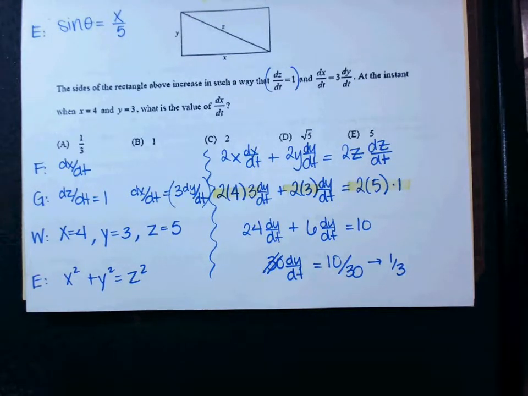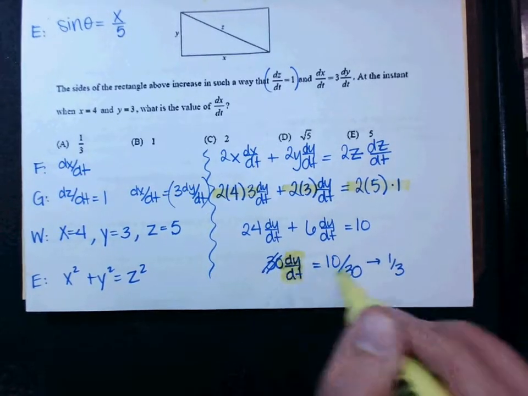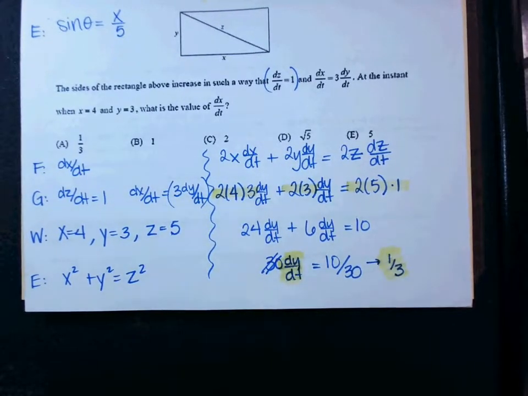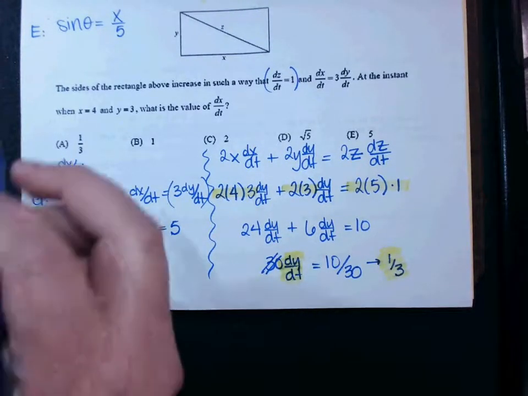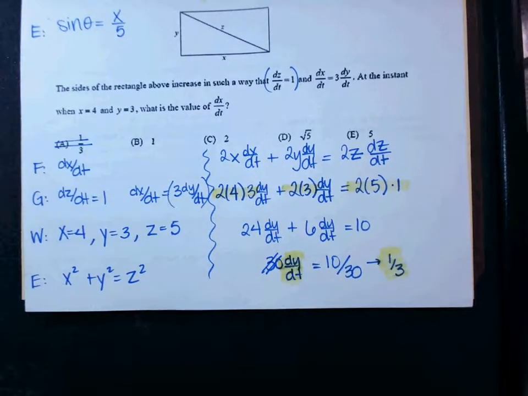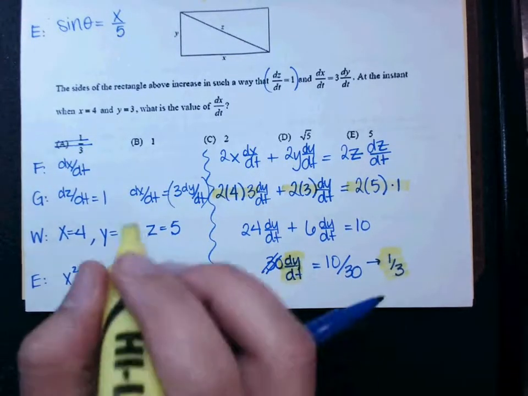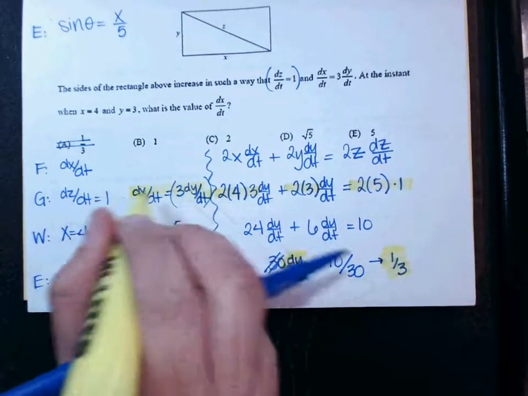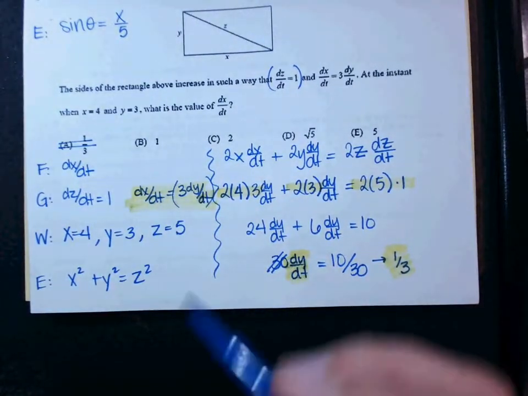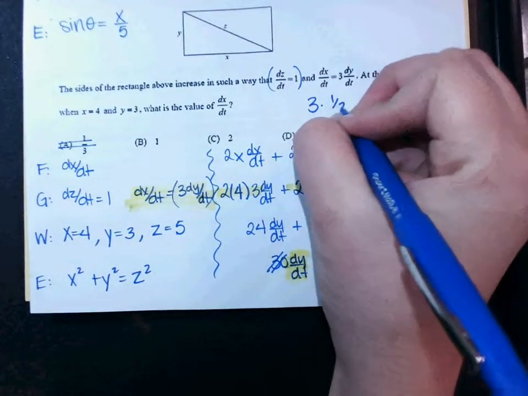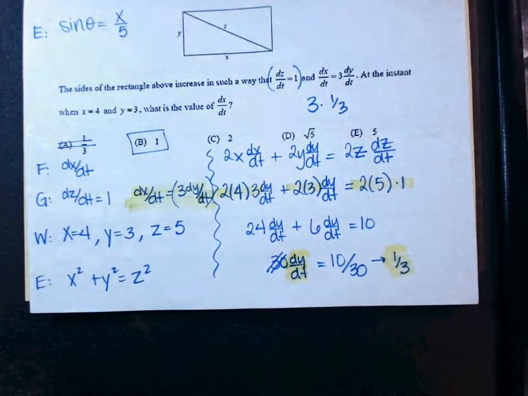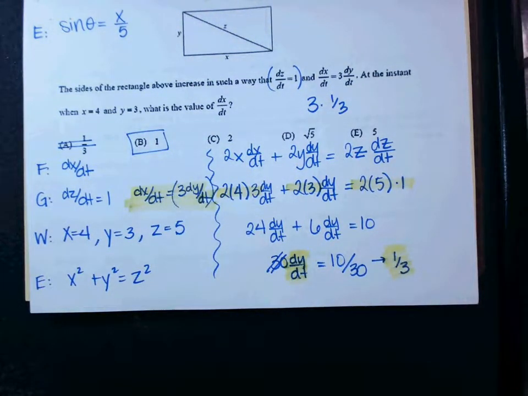Yes. Okay, this is dy dt is 1/3. But it asked me for dx dt, so answer A is to trick you. If we want dx dt, remember that's triple dy dt. And if dy dt is a third, then what's 3 times a third? 1. Good. Alright, turn the page.